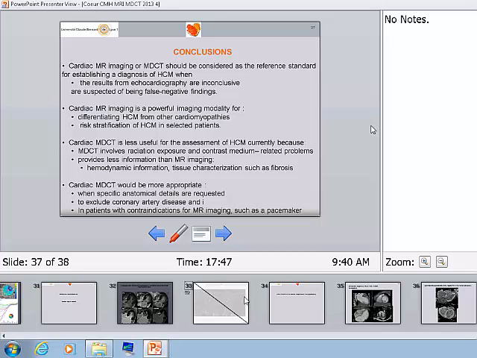Cardiac MDCT is currently less useful for assessing HCM because MDCT involves radiation exposure and contrast medium-related problems and provides less information than MR imaging, i.e. hemodynamic information and tissue characterization such as fibrosis. However, cardiac MDCT would be more appropriate when specific anatomical details are requested, to exclude coronary artery disease non-invasively, and in patients with contraindication for MR imaging such as a pacemaker.